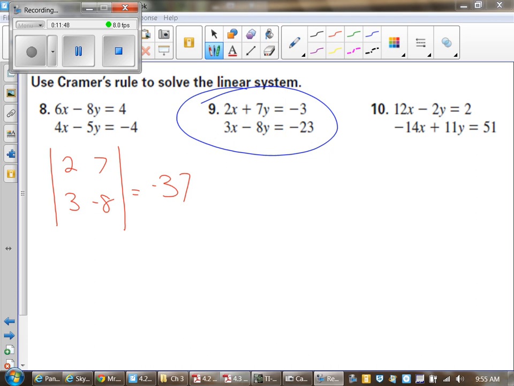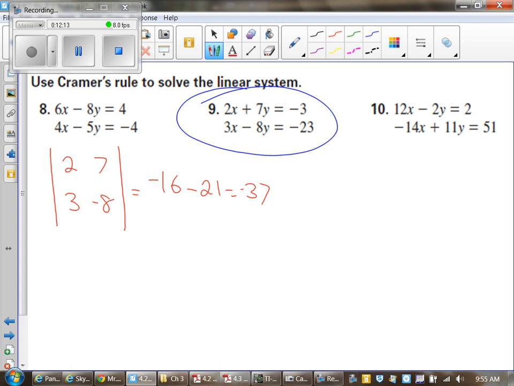Did you guys get the original determinant to be negative 37? Yeah, everybody got that okay? The first one from the matrix. When you do the negative 16 minus 21, are you still going up first? No, I missed the negative. That's negative.